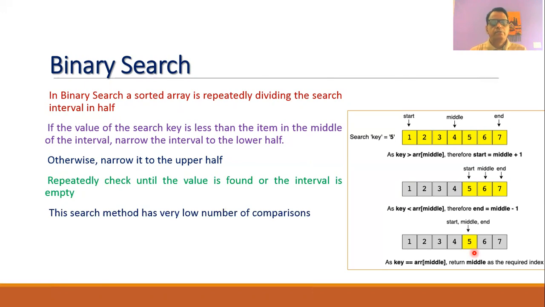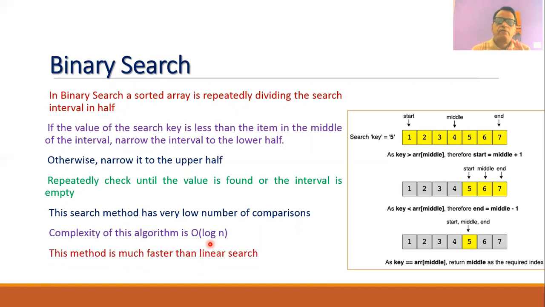So with this method, one can easily observe that it has a very low number of comparisons. When you compare this method with the earlier method of linear search, one can easily find that the number of comparisons is reduced in this method. And therefore the complexity of this algorithm is very low, of the order of log n.